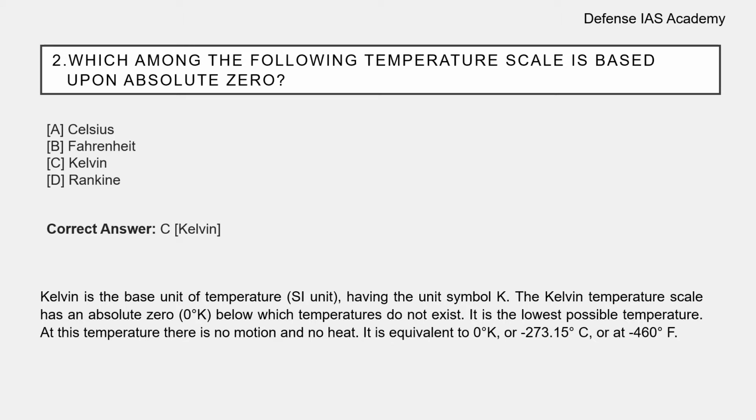Kelvin is the base unit of temperature having the unit symbol K. The Kelvin temperature scale has an absolute zero below which temperature do not exist. It is the lowest possible temperature. At this temperature there is no motion and no heat.